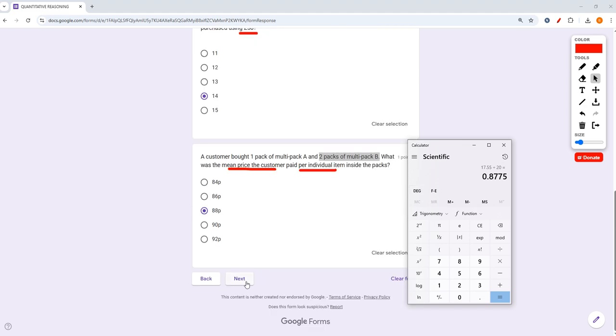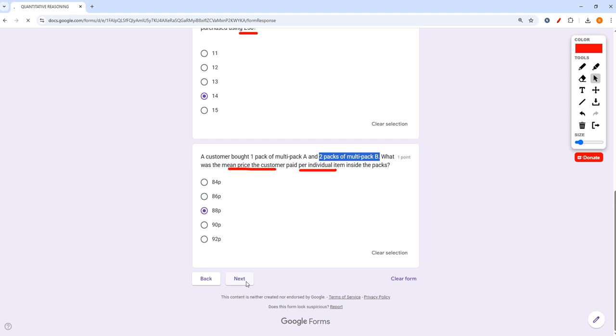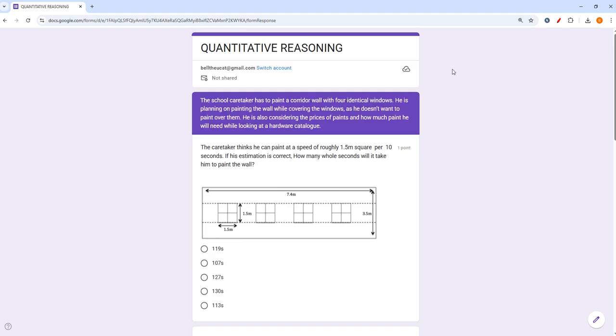Moving on, another question. So what do we talk about? In here, the caretaker. A caretaker has to paint a corridor wall with 4 identical windows: window 1, 2, 3, 4. He's also going to look at the paints and how much paint he will need, looking at the hardware catalog. The caretaker paints roughly 1.5 meters square per 10 seconds. How many whole seconds to paint the wall? So I need to find out how much is the net area.